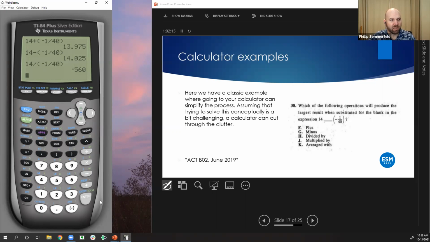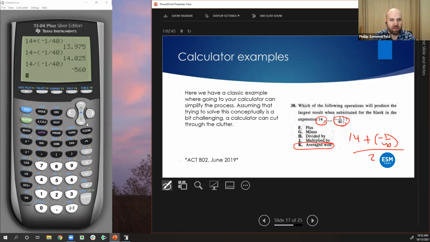So anyways, I'll spare you the last two things. The only comment I'll make here is, multiplication, that's pretty obvious what that is. Averaged with just means 14 plus negative 1 over 40 divided by 2. When you have two numbers, to average them means to add them together and divide by 2.